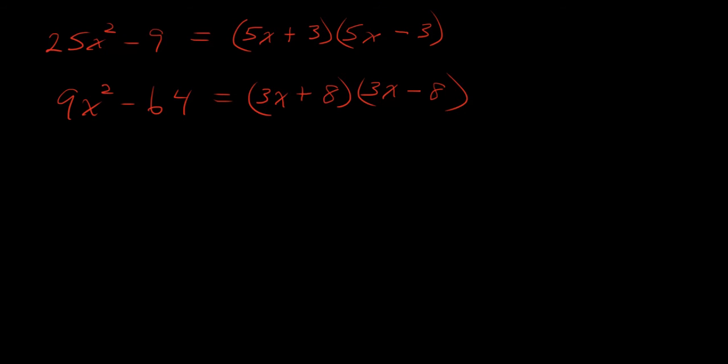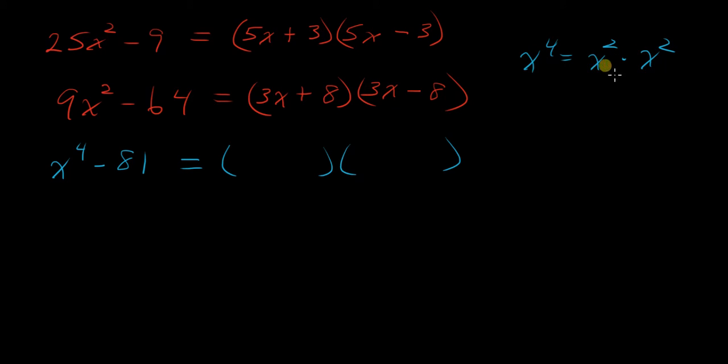Let's do one more. Okay, what is the square root of x to the 4? Well, x to the 4 equals x to the 2 times x to the 2. This is x times x times x times x, and that's the same thing as this. So the square root of x to the 4 is simply x squared.